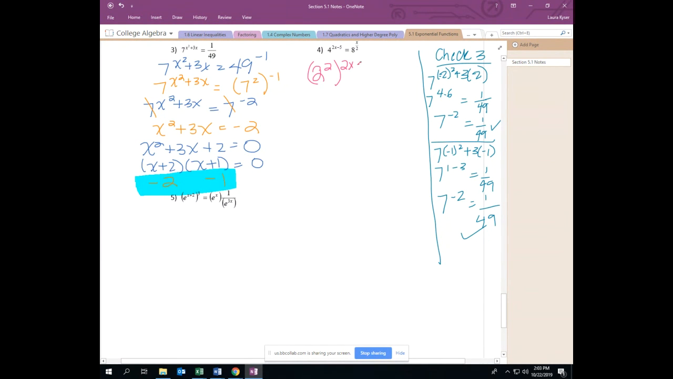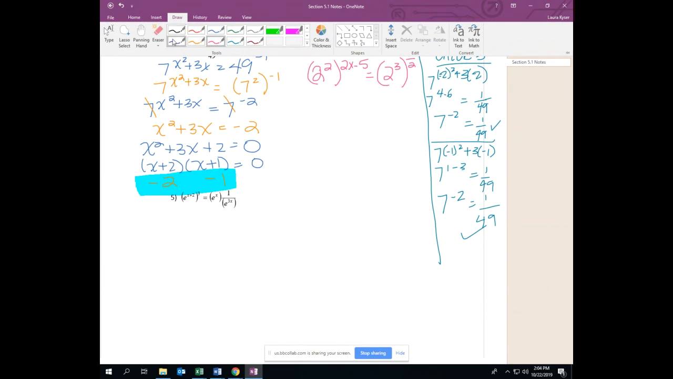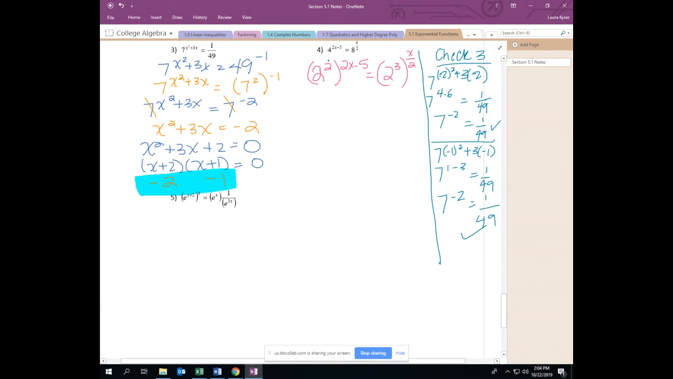to the 2x minus 5. I wish this pen would write a little clearer. I guess it's operator error though. On the other side, it's 2 to the 3rd power, and this time it's being raised to the x over 2. So that kind of stinks, but it'll be okay. We're still going to simplify by multiplying these powers. So on the left, we have to distribute. This is 2 to the 4x minus 10. On the other side, it's 2 to the 3x over 2.